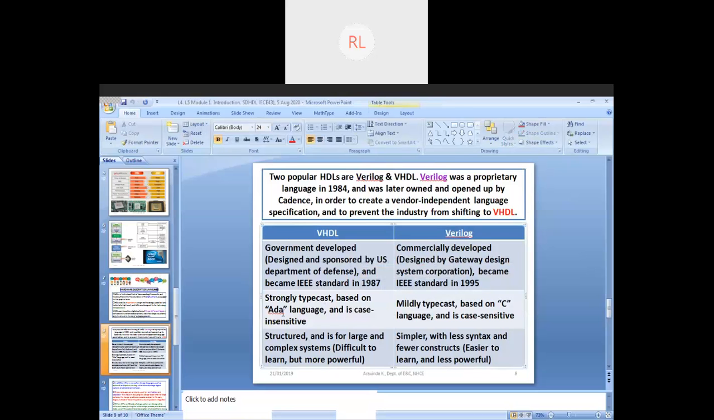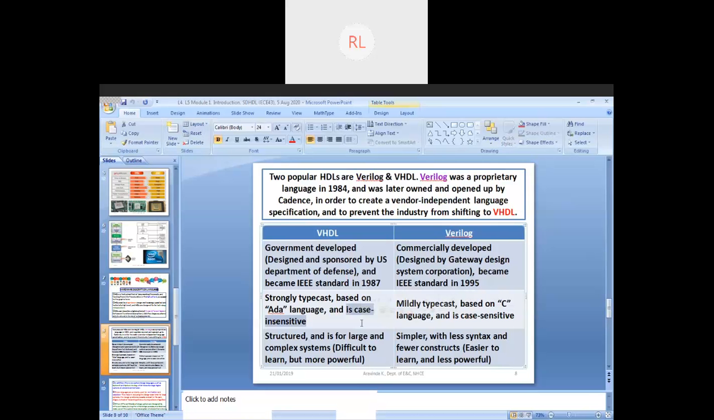Next, VHDL has a strong typecast, which is based on ADA language and is case insensitive. Now, this is very important. Case insensitive. So you can use an uppercase or a lowercase and program. It doesn't matter. But in Verilog, it does matter. Even if you write a capital C instead of small c, it's going to take it as an error. But in VHDL, all that is nullified. Okay, in VHDL it is not case sensitive, but Verilog it is case sensitive.